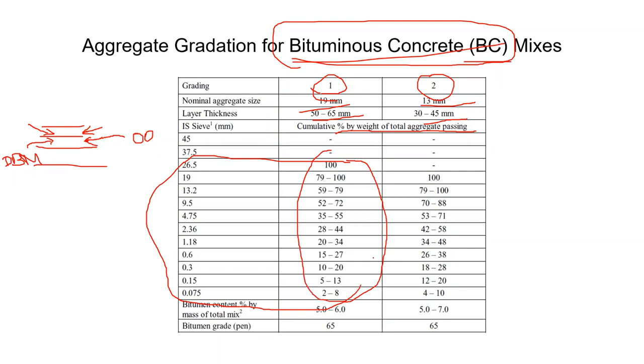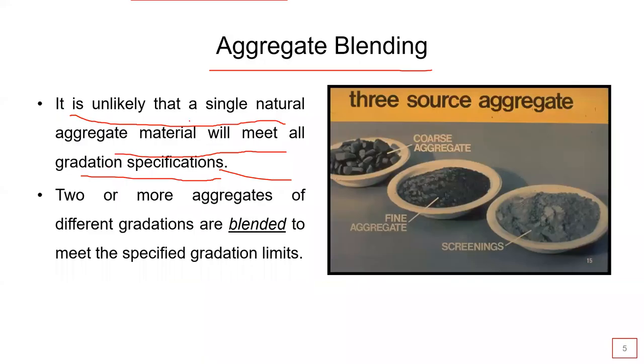See, these are requirements. That means if you want to construct a bituminous mix, a bituminous concrete, BC1, then your aggregate should have this kind of gradation curve. Okay, this kind of results if we perform sieve analysis of that aggregate. Now this becomes a very difficult task. Where will you find this type of aggregates where all the criteria are being fulfilled? So in order to do so, it's not possible. See, that's why it says it is very unlikely that a single natural aggregate material will meet all the gradation specifications.